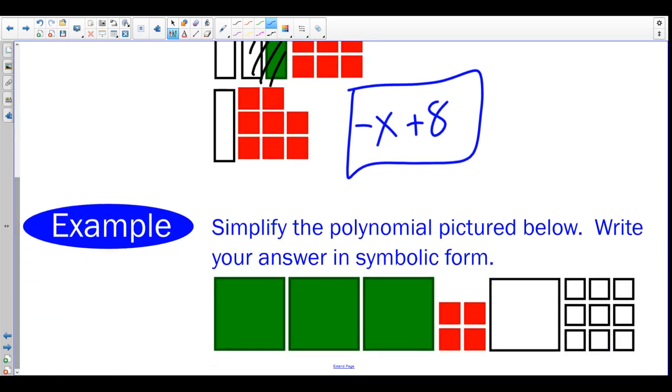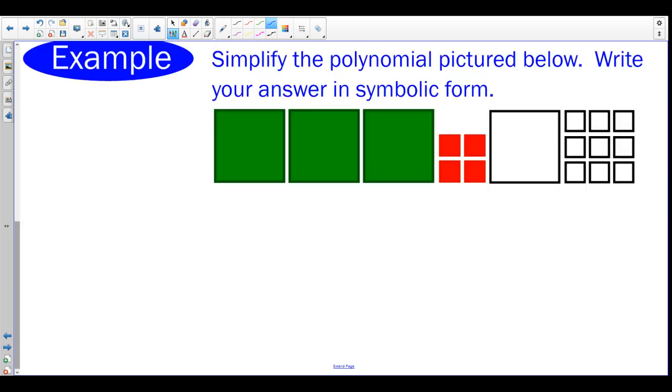Simplify the polynomial pictured below. Write your answer in symbolic form. This is the exact same question as the one above. Except in this case, instead of rectangles and little squares, we have big squares and little squares. The way we're going to treat it is the exact same. Which means that, again, I'm going to cheat a little bit here.